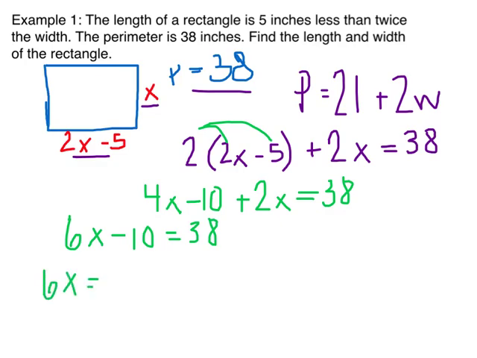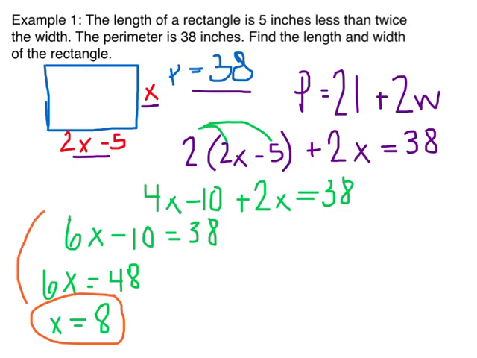6x equals 48. So x equals 8. And we have our x solved for. It does not mean we are done with the problem, but we do have what x equals. So now we're going to go to step 5, which says, actually write out your answer. So we know that x is 8 here, but what does x represent?